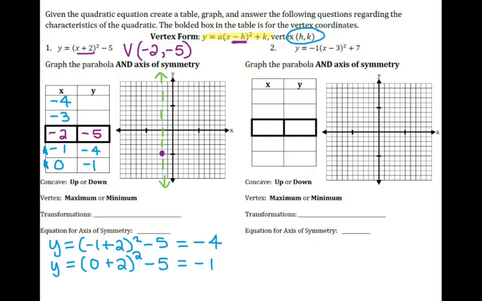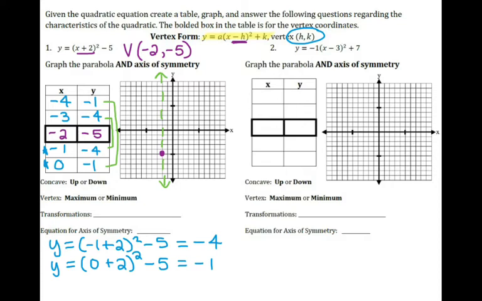The nice thing about parabolas is that they are symmetrical. So what that means is some of your table values are going to match with others. So at negative 3, your y value is also going to be negative 4, and at negative 4, your y value is also going to be negative 1. So these two will always match, and these two should always match.